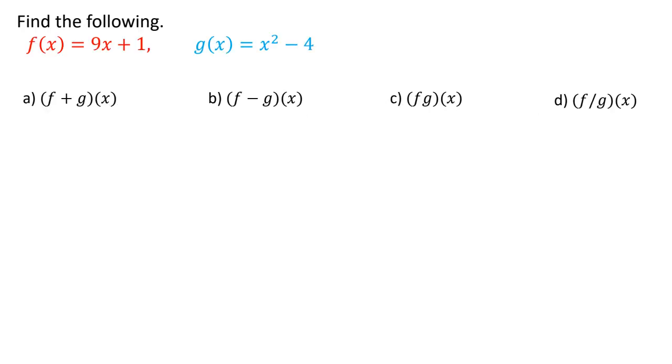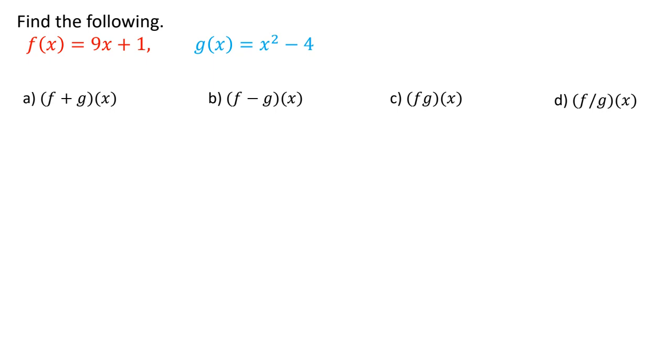All right, let's look at these other examples. Find the following. They're giving us two functions. The function in red is f of x equals 9x plus 1. We have another function here in blue, which is g of x equals x squared minus 4. So they want us to do some basic operations with these functions.